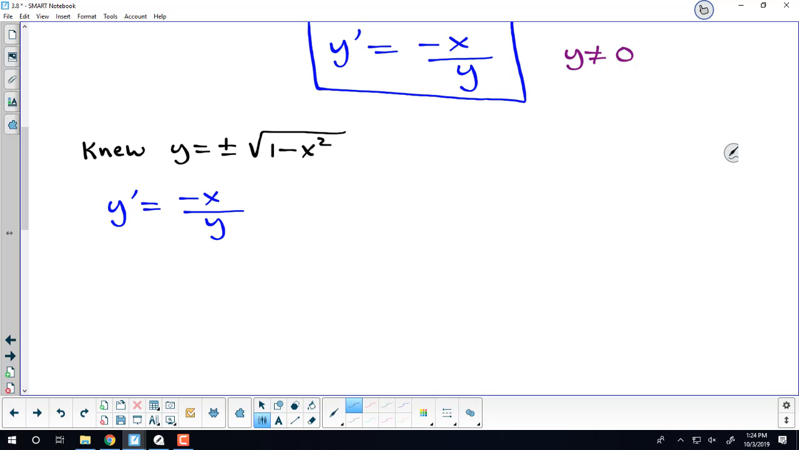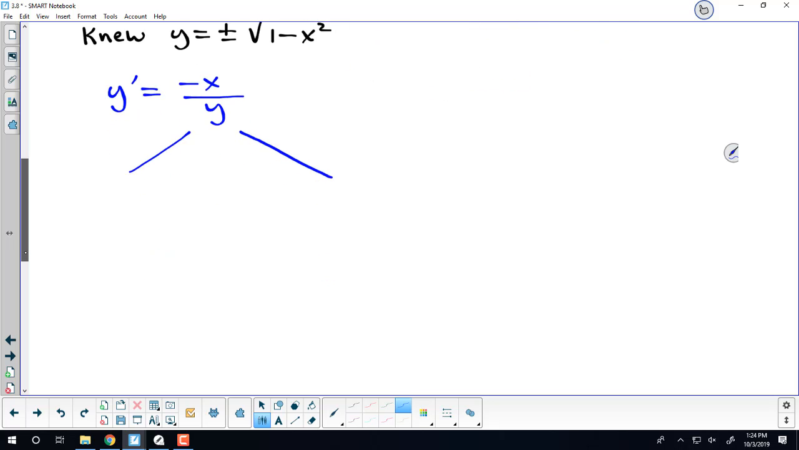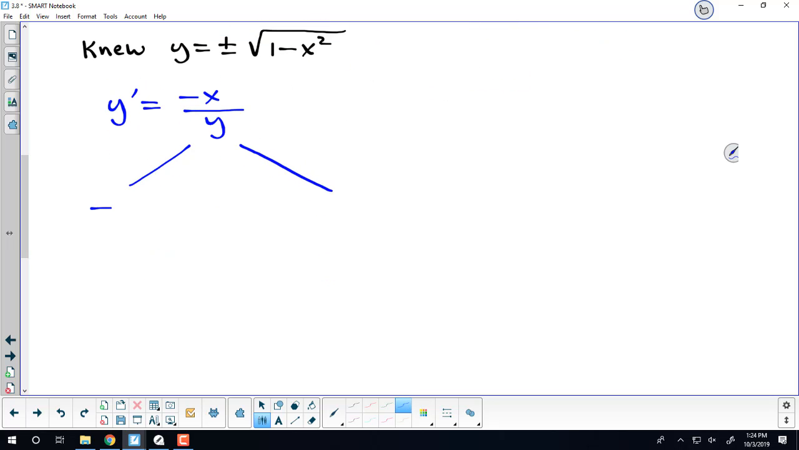which we kind of need to split up, right? Because we have two representations for y. We have negative x over y and negative x over y. So does that match what we had when we took the derivative implicitly? Yeah, we have the negative x over the root, and then we have this negative and negative making that positive.